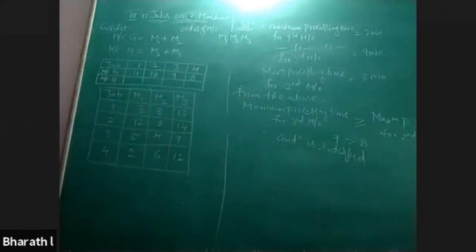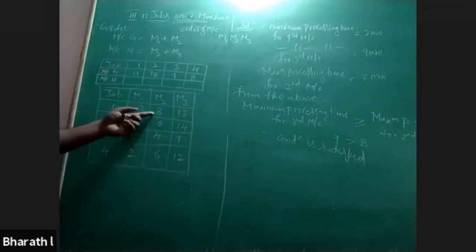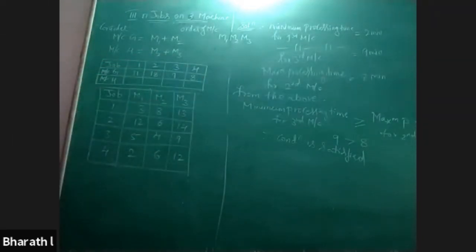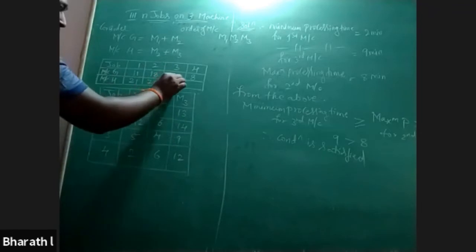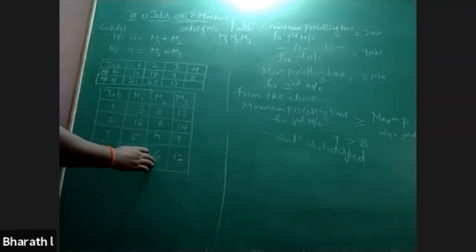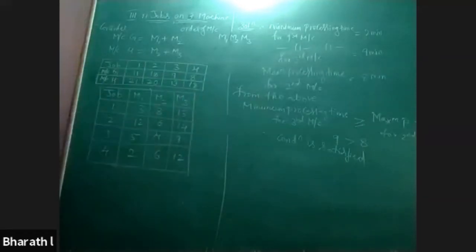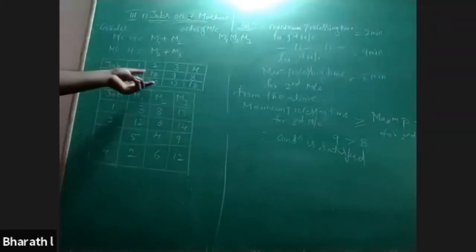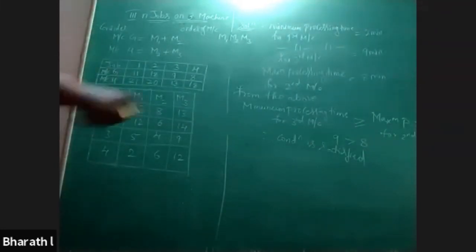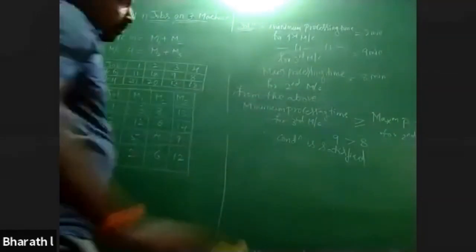Similarly, for machine H, it is M2 plus M3. For job 1, 8 plus 13 gives 21. For job 2, 6 plus 14 gives 20. For job 3, 4 plus 9 gives 13. For job 4, 6 plus 12 gives 18. That is the given problem, n jobs on 3 machines, and we have reduced it to 2 machines. Once we reduce to 2 machines, we will apply the Johnson algorithm to find the sequencing.